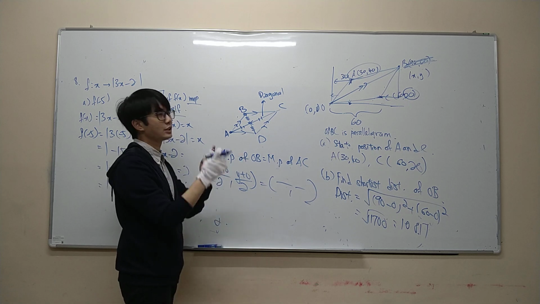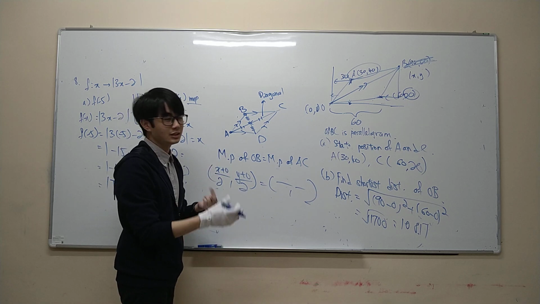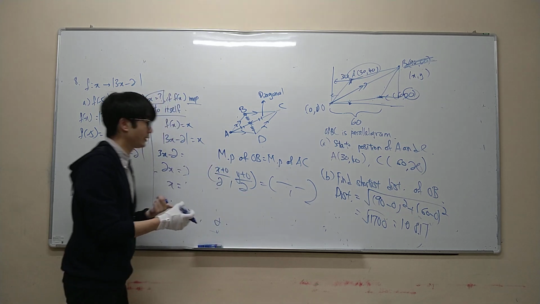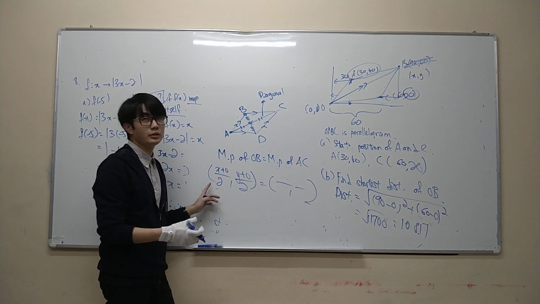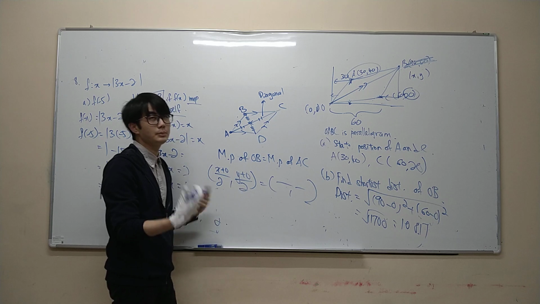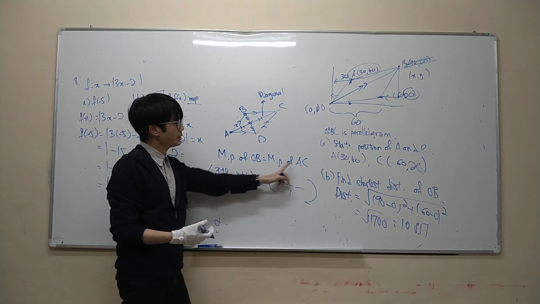Okay, maksudnya ada dua cara. Satu cara translation, satu lagi cara midpoint. Okay, so I already show you the translation method. This is the midpoint used by using the midpoint method. So this will be midpoint of AC.